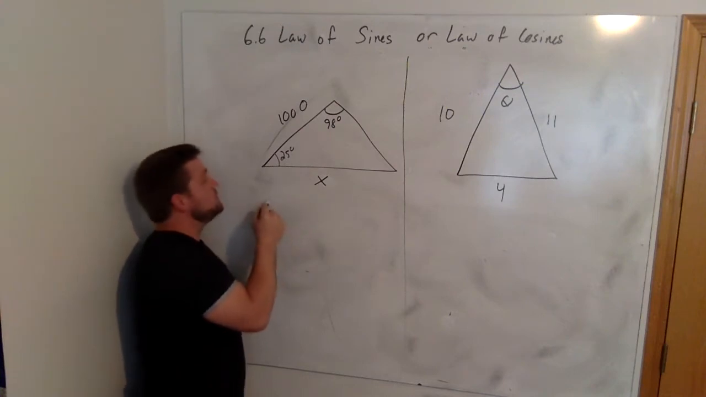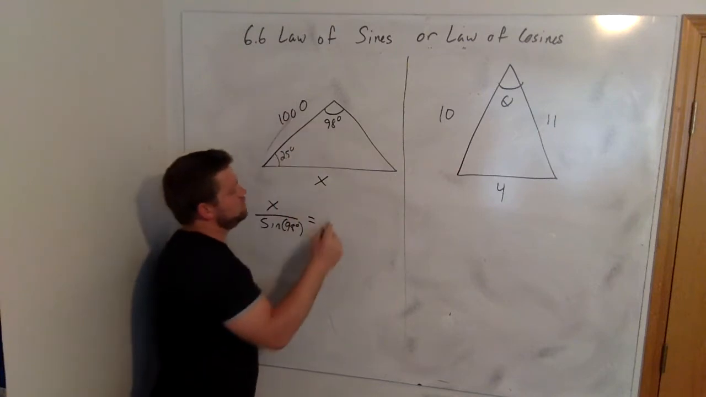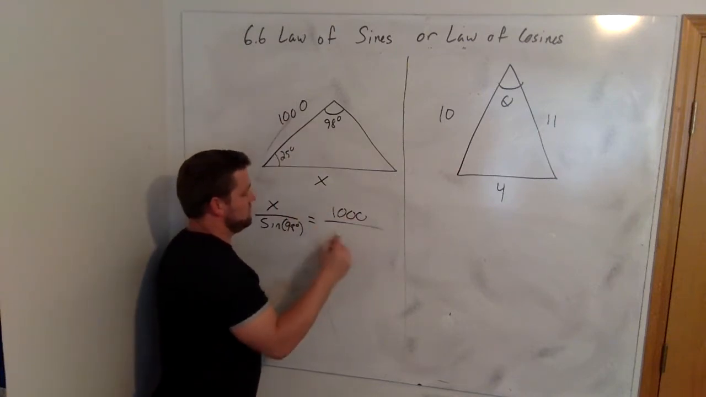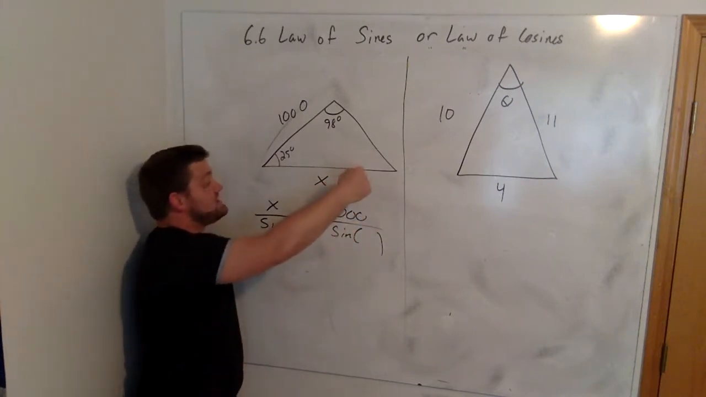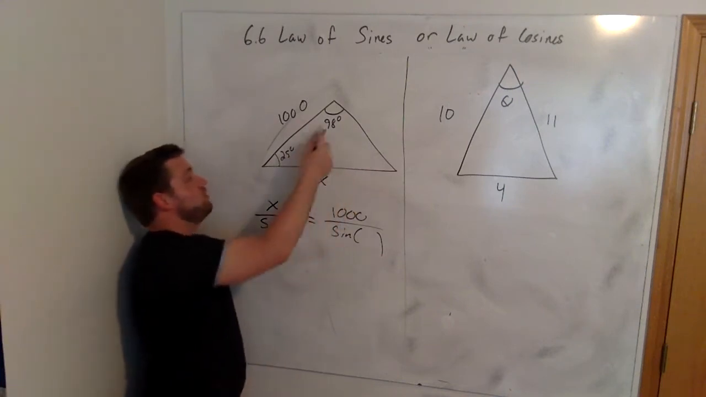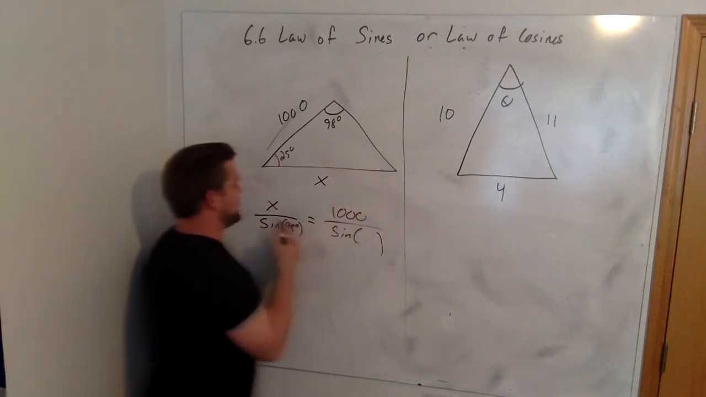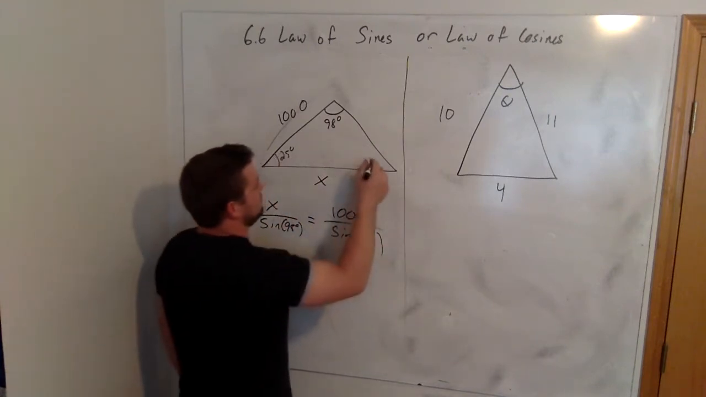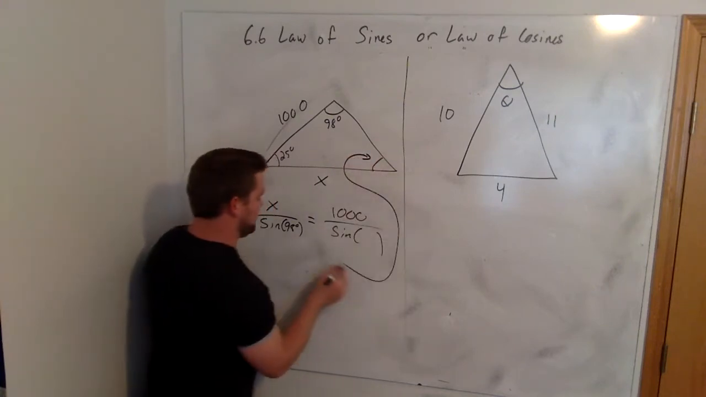Well, you could say x over the sine of 98 degrees could be equal to 1,000 all over the sine of this angle. So I would need to know this angle to use the law of sines, but we can easily figure out this angle because I know two of them. So I think that's the route I'm going to take. And notice we're finding a side and not an angle, so I'm not too worried about using the law of sines here. So let's find this angle.